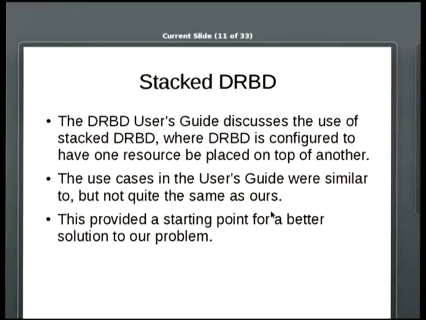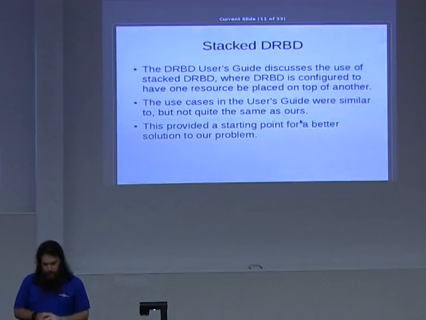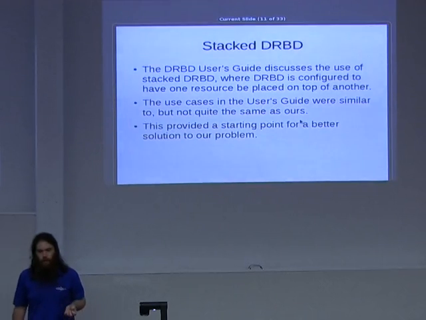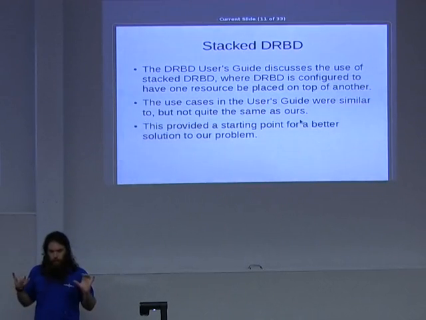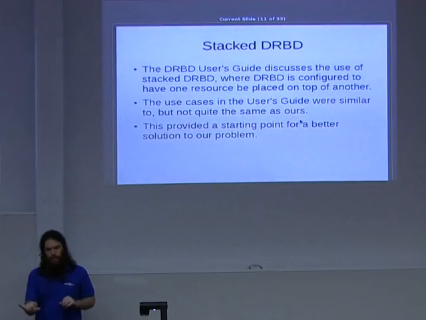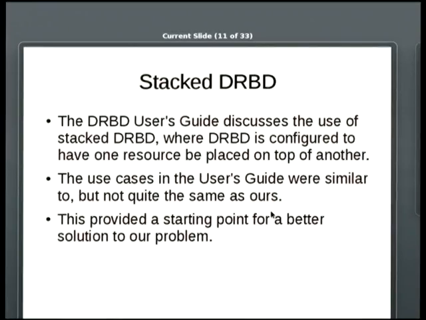At which point I turned to the DRBD user's guide, which is very complete and has a lot of information on how to use DRBD. And one of the things it suggests is using stacked DRBD. As I said before, DRBD 8 can only replicate between a pair of nodes. So if you want replication between more than two nodes, you need a DRBD resource and then another one stacked on top of it. And the documentation describes quite clearly how you can do this with four nodes, which is what we had, two nodes of two clusters each.